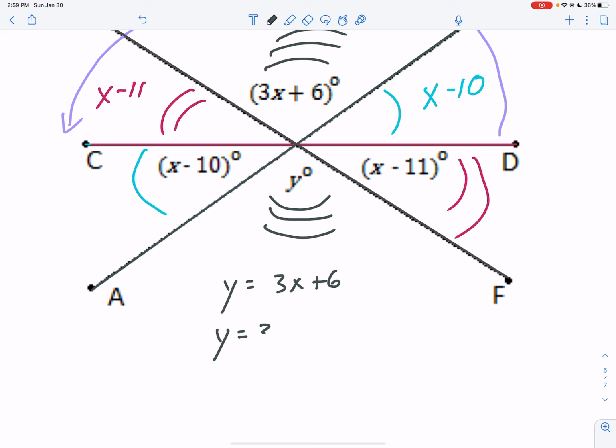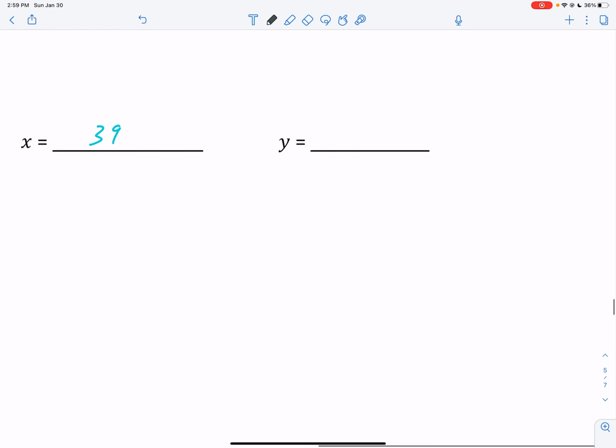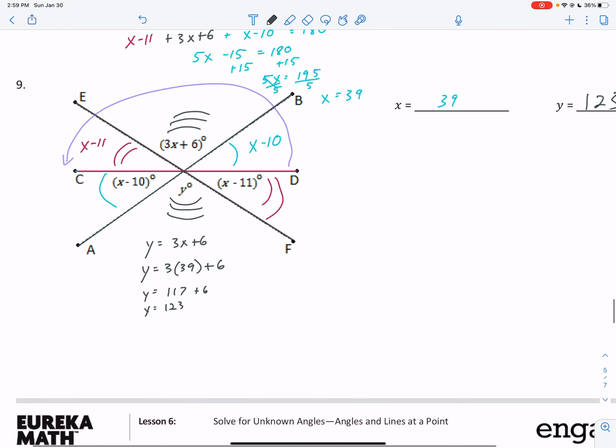Y is equal to 3 times 39 plus 6. So 3 times 39 is 90 plus 27 is 117. Plus 6 equals 123. Now, my question for you is, did you find a better way to do this? Did you find a faster way, a more efficient way, one that makes more sense in your head? Tell us about it.